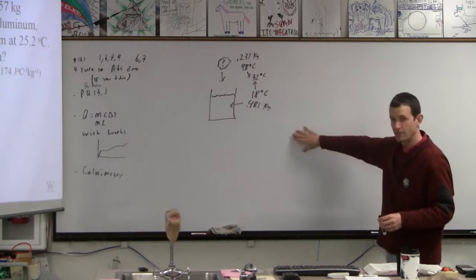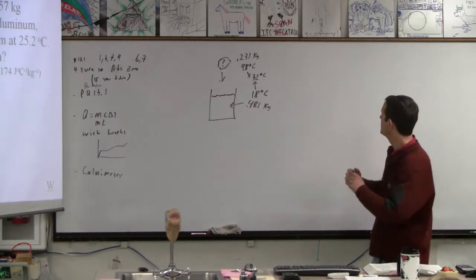You're going to go mcΔT plus mcΔT. So you're going to go mcΔT equals mcΔT plus mcΔT.